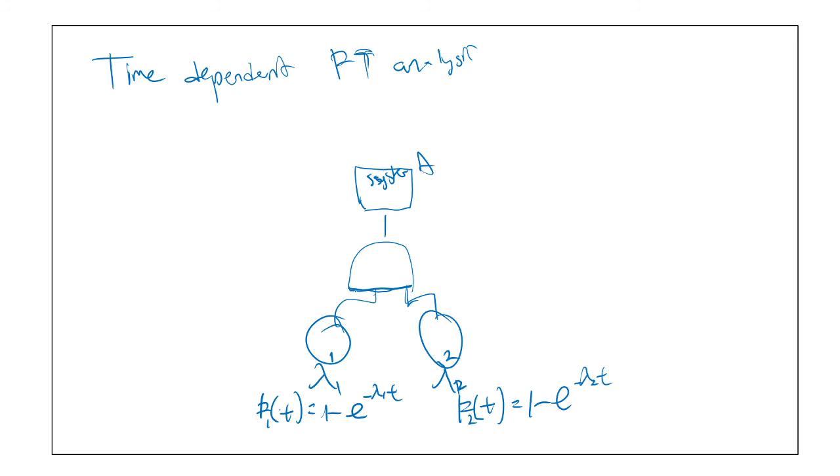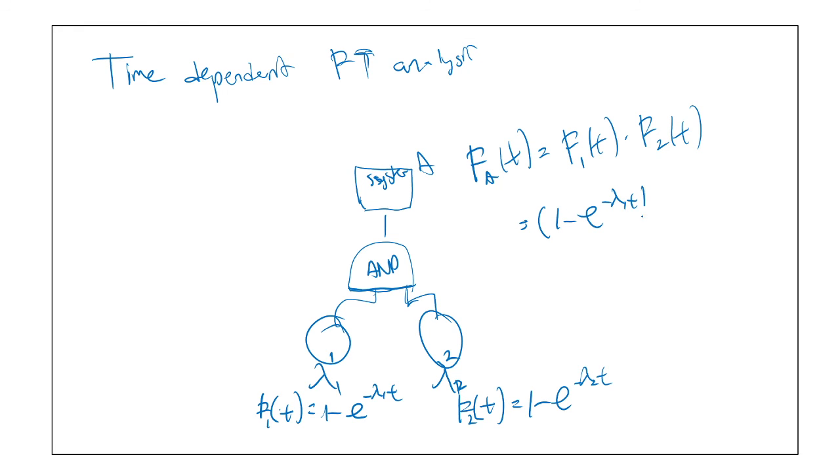Since this is the AND gate, the time dependent failure probability of system A is simply the multiplication of the failure probability of equipment 1 and the failure probability of equipment 2, which is (1 minus e to the minus lambda 1 t) times (1 minus exponential minus lambda 2 t).